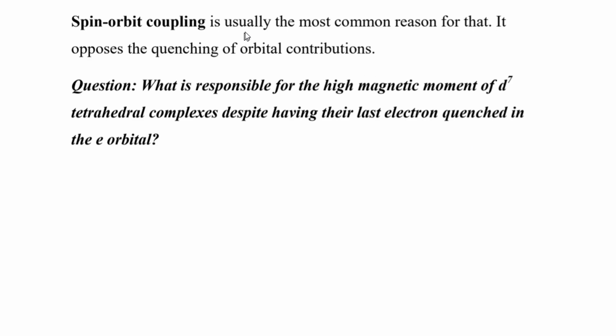So spin orbit coupling is usually the most common reason for that. It opposes the quenching of orbital contribution. Recall that we said in the question that what is responsible for the high magnetic moment of d7 tetrahedral complexes, despite having their last electrons in the E orbital quenched, is mainly spin orbit coupling.